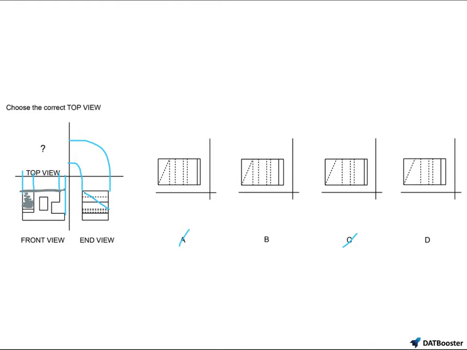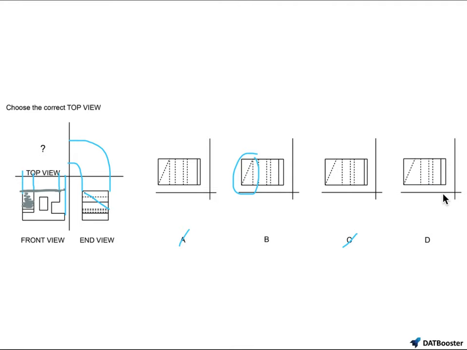So you know the drill by now. Let's find the difference between them. So here we have this shape. Here we have this wider shape with a missing dashed line. So the dashed line is missing in D, and it's there in B.